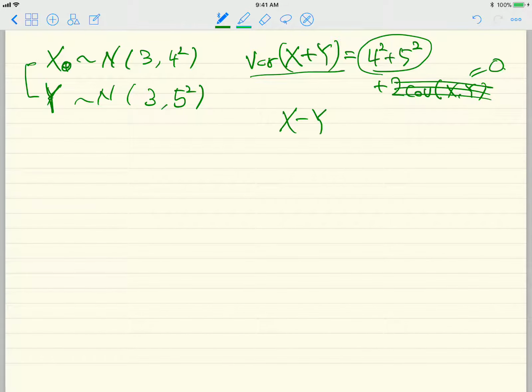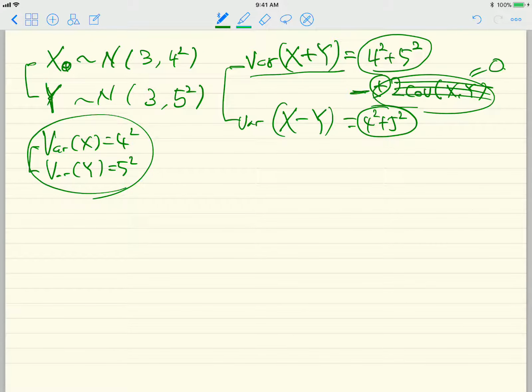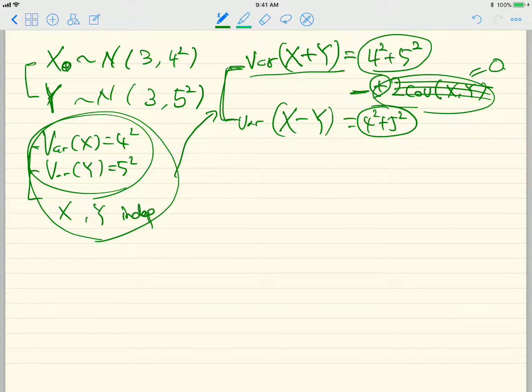And what about this x minus y? It will be the same, but this part will have a negative sign, but they are 0. So it will have the same variance. Okay, and then up to this point, we only need these. So we know these two, and also x, y are independent. So only these three facts will lead to these two.